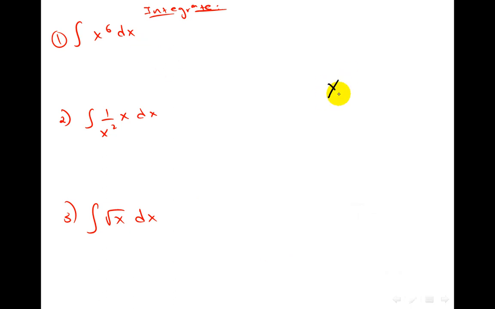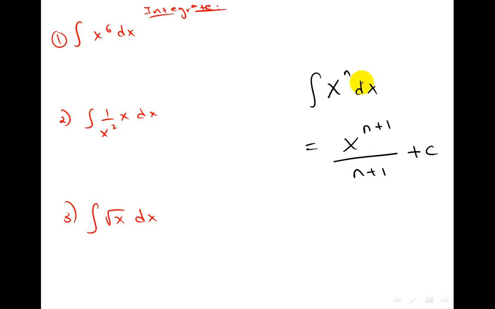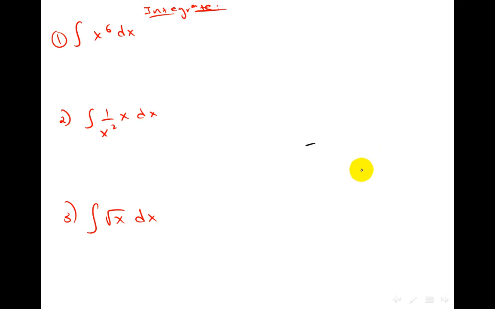Whenever you have x to the power of n integrated, just add 1 to the power: x to the power of n plus 1 over n plus 1, the same power is divided, plus some constant number, because differentiation and integration are reversible, undoing operations. So here you have x to the power of 6, add 1, it will be x to the power of 7 over 7 plus some constant number c.